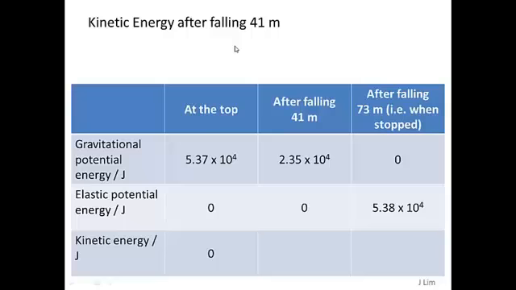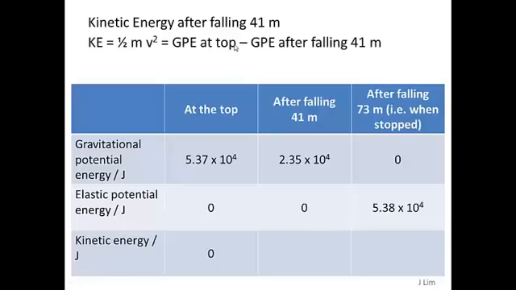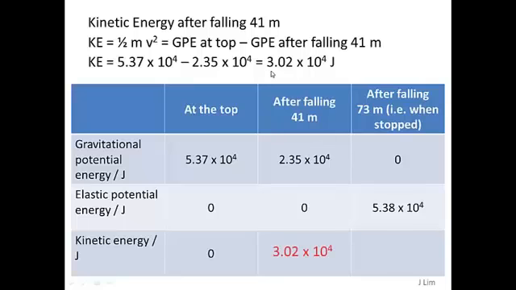Kinetic energy after falling 41 meters. Now the kinetic energy comes from the change in gravitational potential energy. At this point, the rope has not extended, so there's no elastic potential energy, and also there is no air resistance, so there's no other losses. So the KE will be 3.02 times 10 to the power 4 joules.